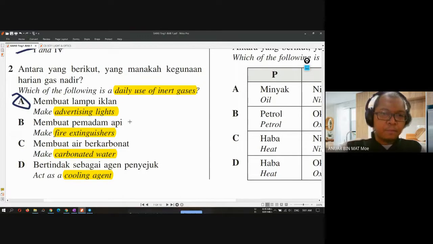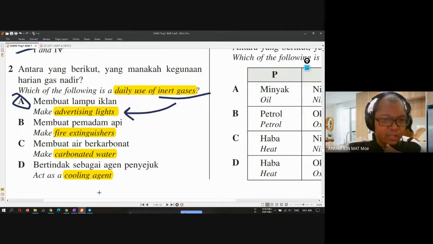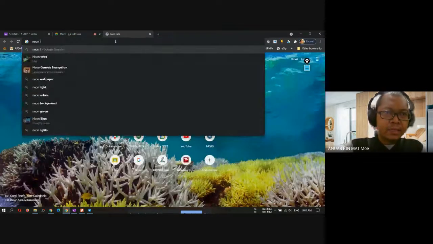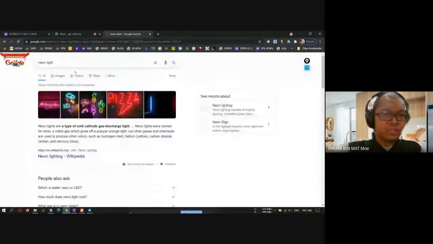Okay, but in some places, some fire extinguishers actually use inert gas. But in most cases, the gas used to extinguish fire is carbon dioxide, not inert gas. Inert gas is usually used to make neon. You know what neon is? Okay, I will show you a picture here. Neon light. Okay, you search neon light.